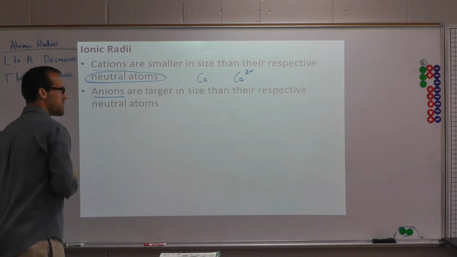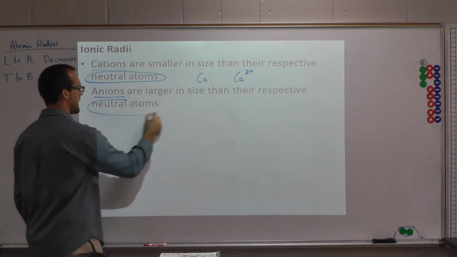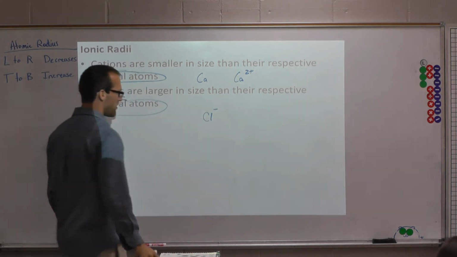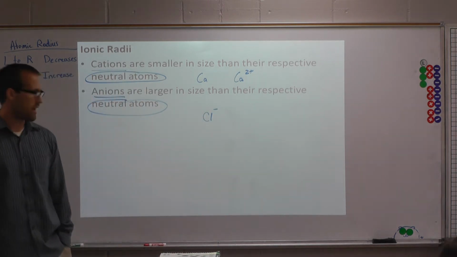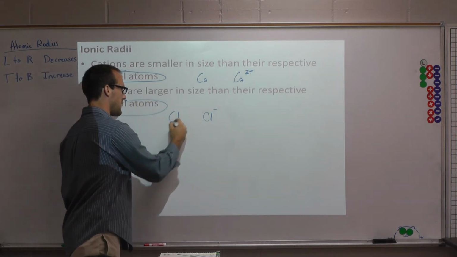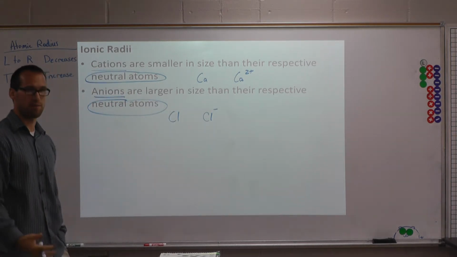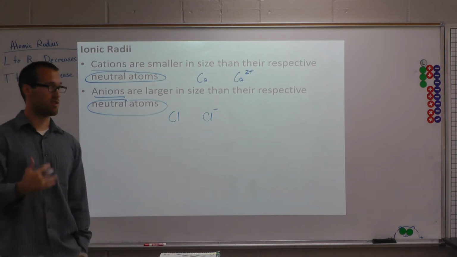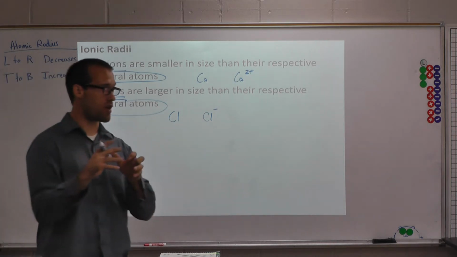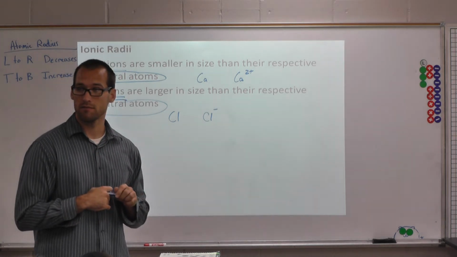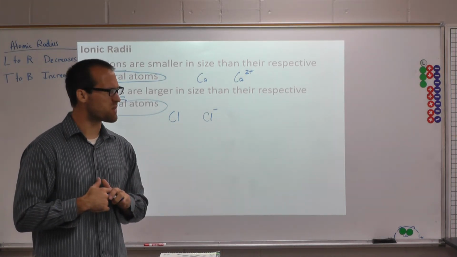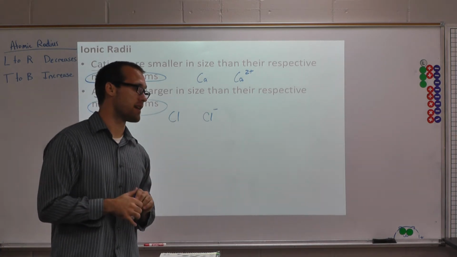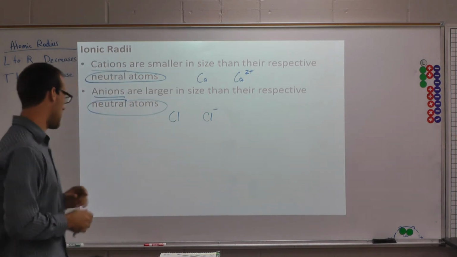Anions are larger than the respective neutral atoms. So let's say I'm talking about chlorine, and I have a -1 charge, versus a regular chlorine atom. They both have the same number of protons, but the chlorine ion has an additional electron, so therefore it's going to be slightly bigger. Pretty easy. This one's much easier than the more difficult left to right atomic radius concept.